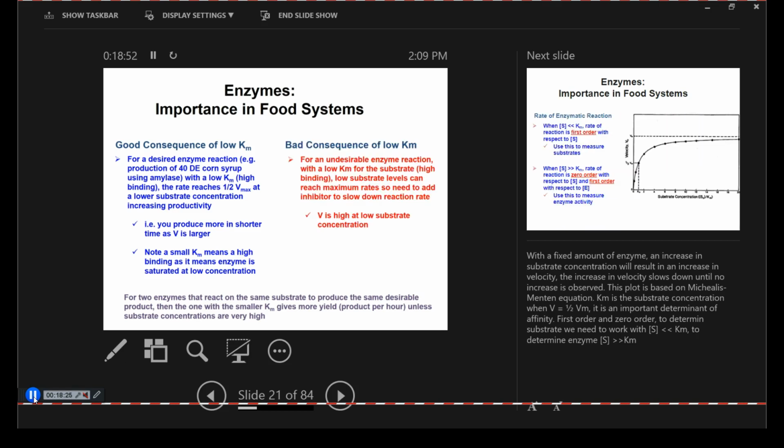Okay. So a bad consequence of a low Km is when we have reactions that we don't want to happen. So we don't want browning, we don't want enzymatic reaction. So when we have a Km that is low, in this case it would be detrimental. So we have a high rate at low substrate concentration. This is not something we want, and in this case, we will add an inhibitor to inhibit that reaction.